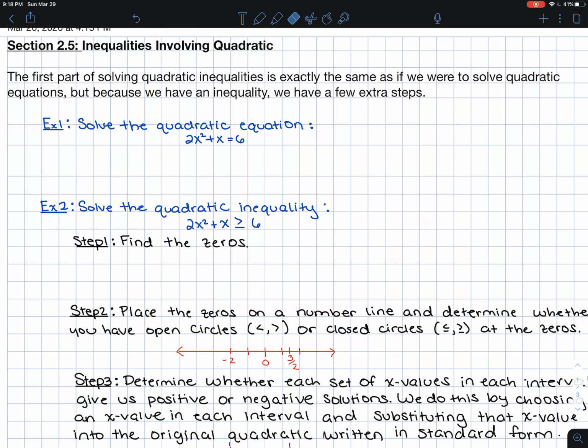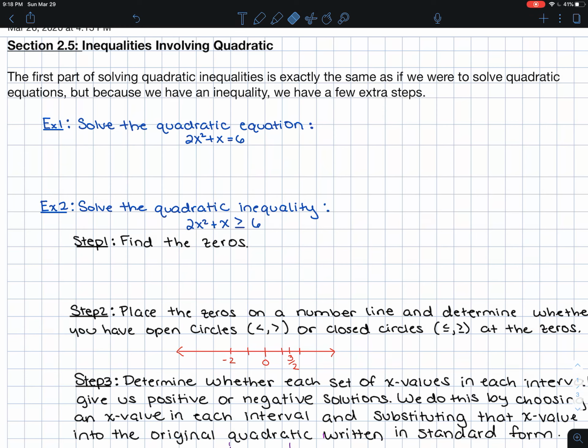Section 2.5 Inequalities Involving Quadratics, Part 1. The first part of solving quadratic inequalities is actually the same as solving a quadratic equation. But after we find our zeros, it's a little bit different. Let's take a look at example 1.